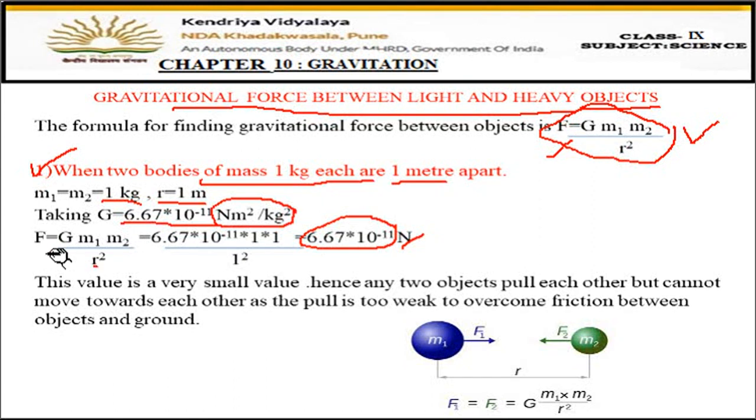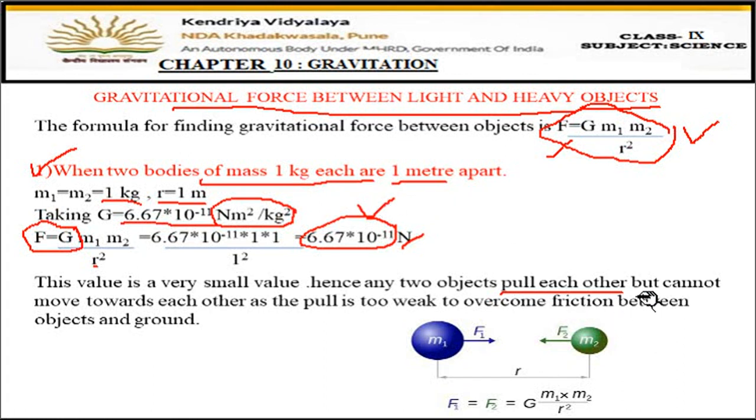Now, this is the force. That means when the two bodies are of 1 kg and if they are separated by a distance of 1 meter, then the gravitational force between them will be equal to 6.67 into 10 raised to minus 11 Newton. That means F is equal to G, which we have already done yesterday. Now, this value is very small value. Hence, the two bodies will pull each other with this force, right? This is the force of attraction between the two bodies which are of 1 kg each.